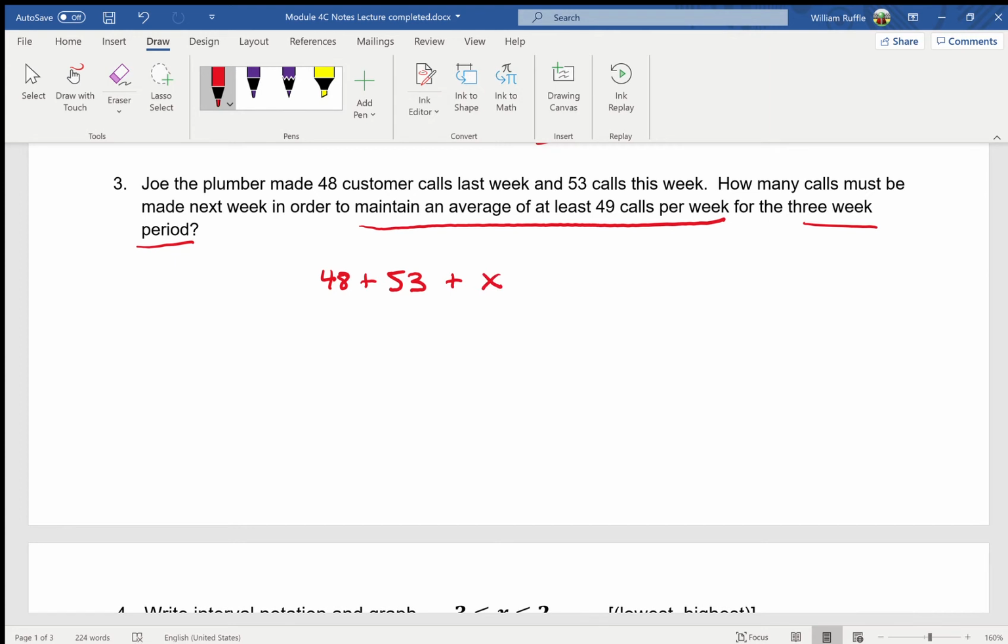So how do I find the average of three things? Well, I add them up, and then I divide by 3. So if we want at least 49 calls per week, that means it could be 49, 50, 51. So it's got to be greater than or equal to 49.